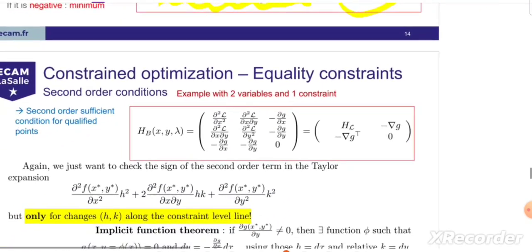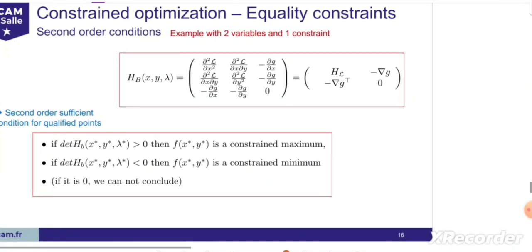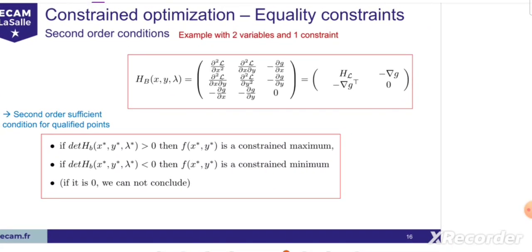All right. Then we're going to get a very nice condition, much more easily than when you are unconstrained, where you had to calculate some eigenvalues. The result is much faster. You just take the determinant, and if it's positive, then you've got a maximum. If it's negative, you get a minimum, and if it's equal to 0, you can't conclude.